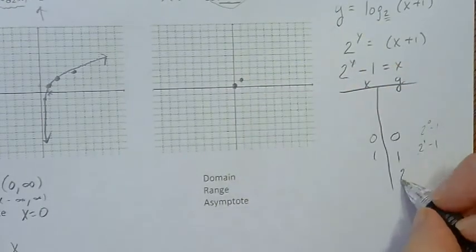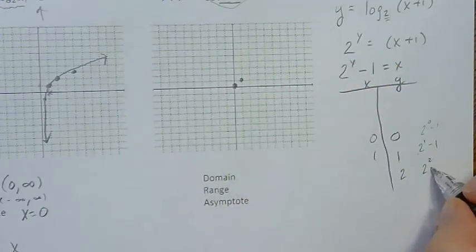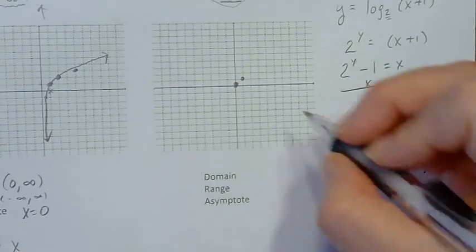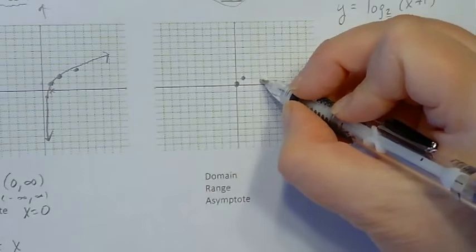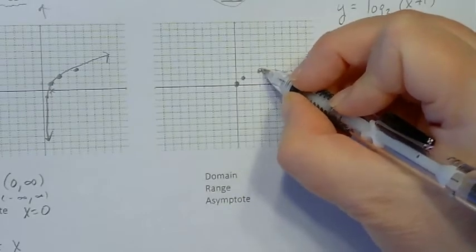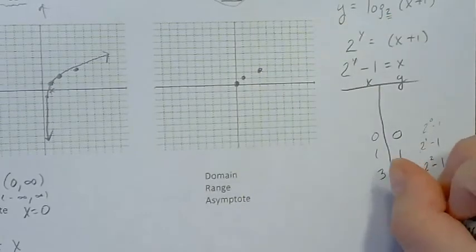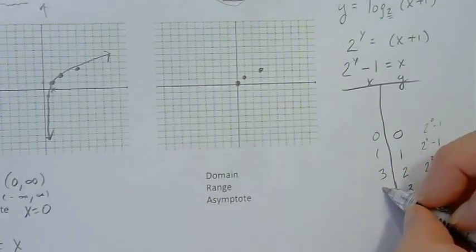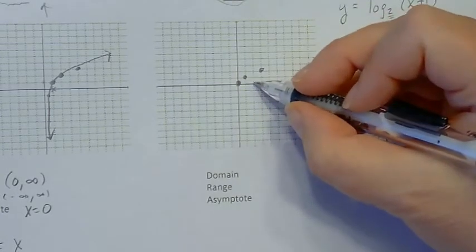Okay, let's try something even bigger. So 2 squared minus 1. 4 minus 1 is 3. So I have a point at 3, 2. I could try something bigger like 3. 2 to the third power minus 1. 2 to the third power is 8. Minus 1 is 7. So this point is at 7, 3.